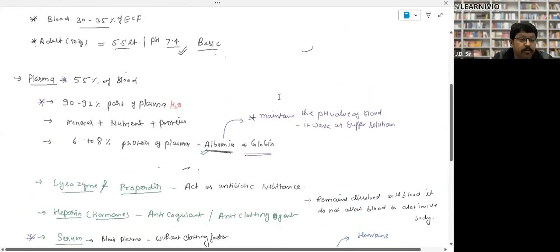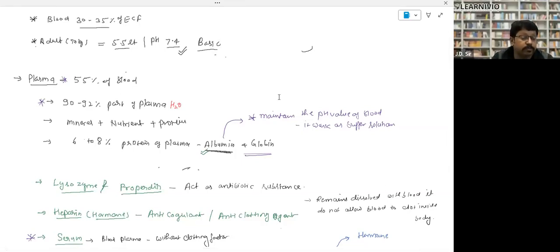Specifically, the clotting part is very important. You can get a question from clotting. You can get a question from double circulation. You will get a question from WBC. There are a number of things which are very important.